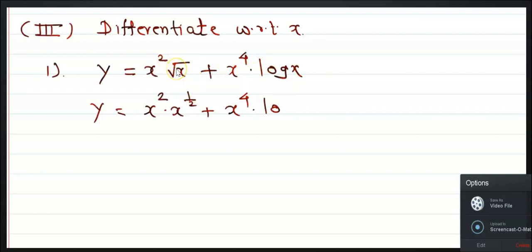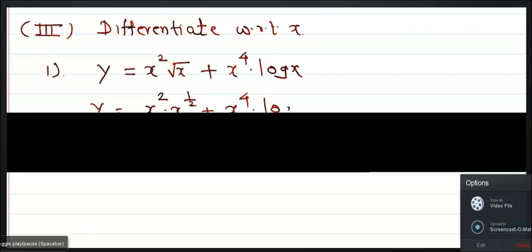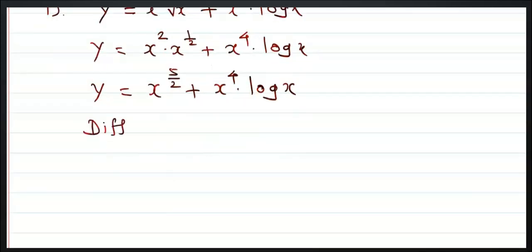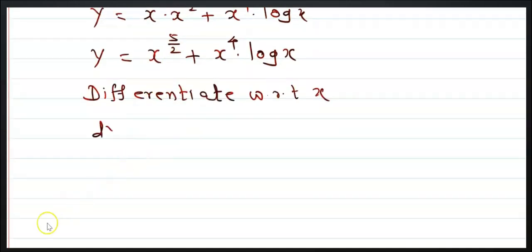Now x raised to root x means what? X raised to 1 upon 2. Therefore we will differentiate this. That is x raised to 5 by 2. इथे प्रॉडक्ट रूल नाही, तर पॉवर आपण ऍड करणार ती.